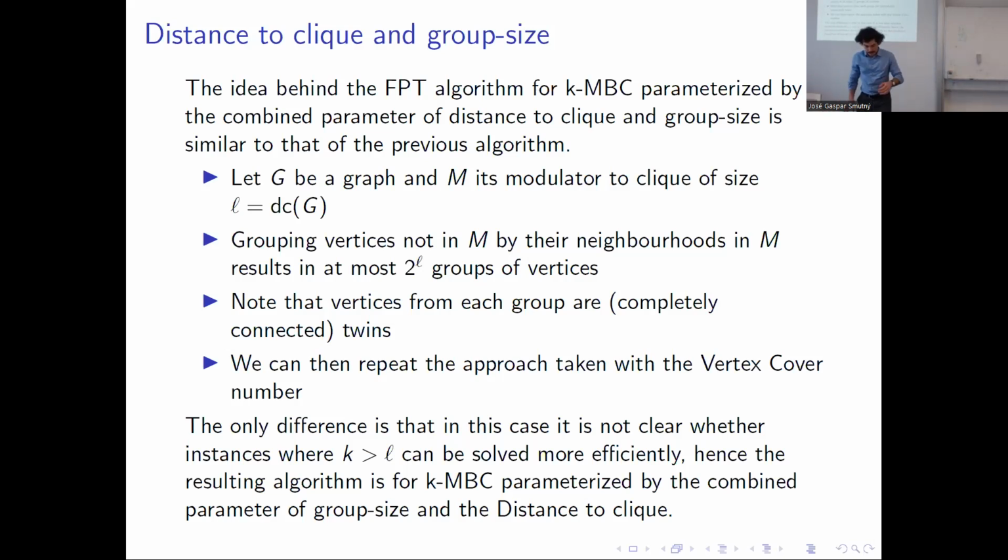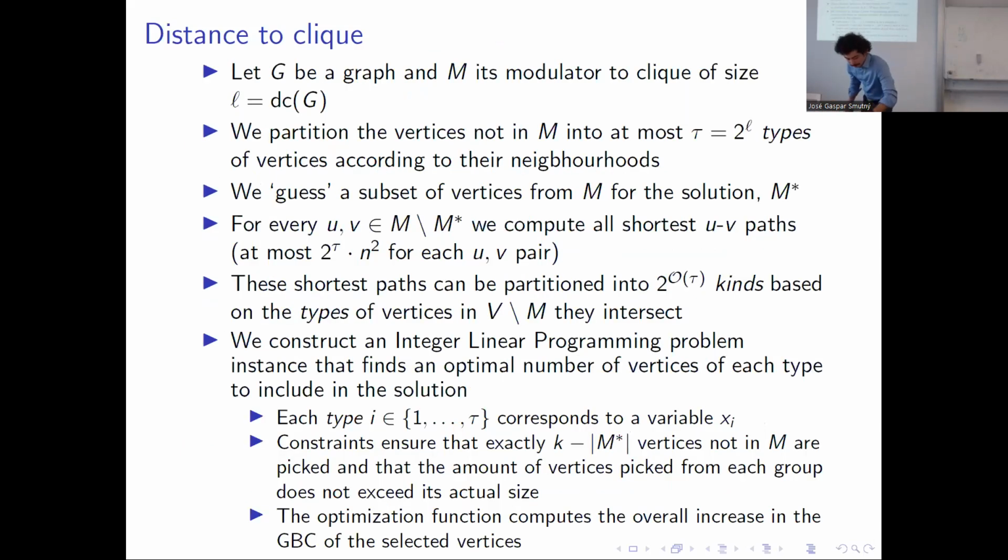We wanted to overcome this, and Shimon came with the idea of using integer linear programming. And that's the approach we use here. So what do we do? We take again the graph, its modulator to clique of size l, and we again group the vertices into at most 2 to the 2dl groups, or types, I think they're called here. Yes, types, depending on their neighborhoods in the modulator to clique. Now, what we do is we guess a subset of M that will be in the solution, M star.